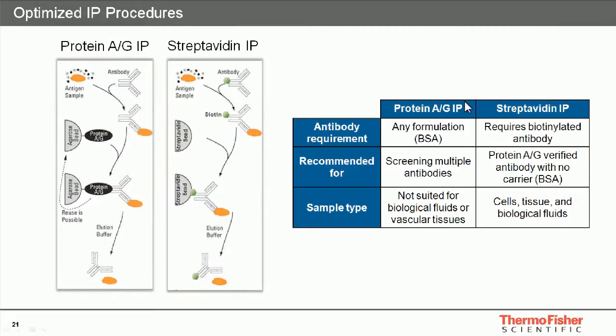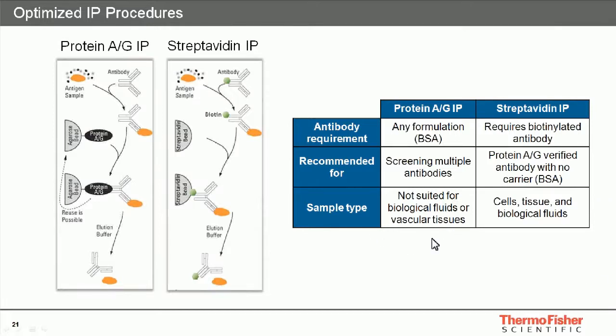Now, if we compare the characteristics of this protein AG IP versus streptavidin IP, we find that protein AG magnetic beads are really good for screening antibodies because you can use any formulations with any carrier protein in order to compare multiple antibodies at the same time. Streptavidin IP will require you to biotinylate the antibody. So our recommended protocol is to screen multiple antibodies using AG, then order the best antibody you find in a carrier-free format and revalidate with the streptavidin magnetic beads. Overall, you get a very good success rate going from AG to streptavidin.